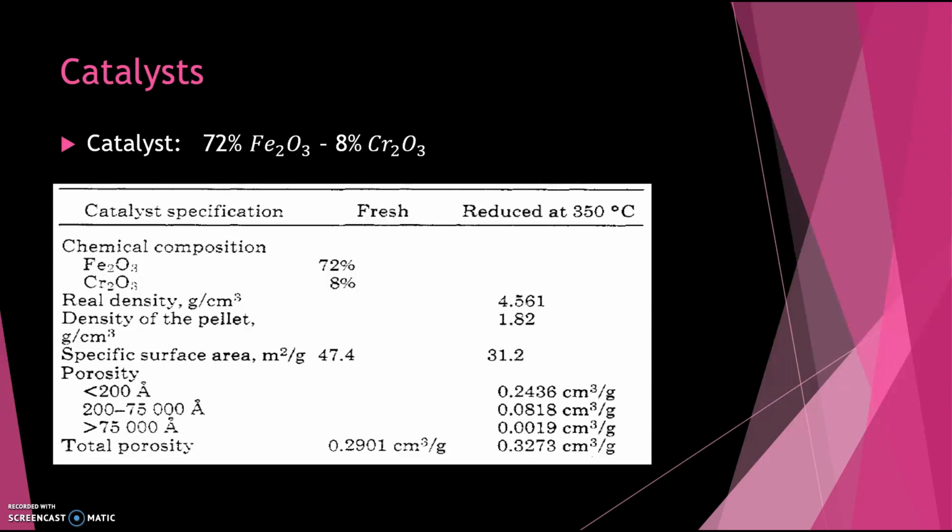The catalyst we used is 72% iron oxide and 8% chromium oxide. We used this particular catalyst because there was a lot of research done on it, so we wouldn't have to put our time and our money into researching a catalyst that is effective. We picked a catalyst that had a bunch of research done on it so that we could get right into creating a plant to maximize our profits.